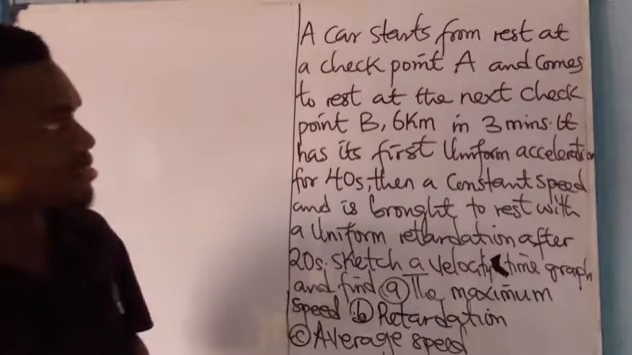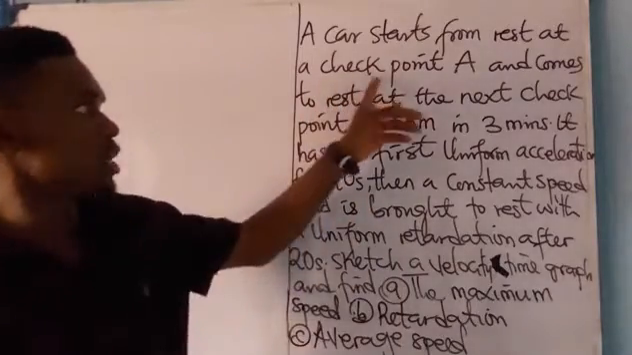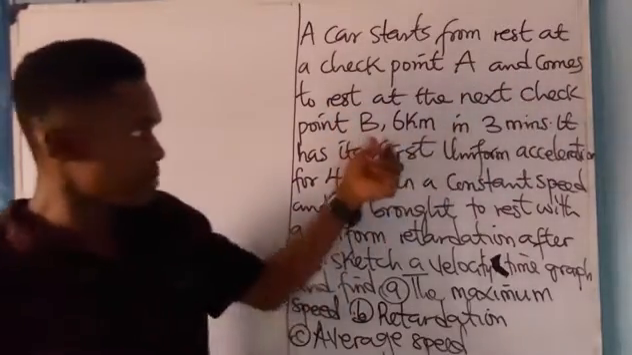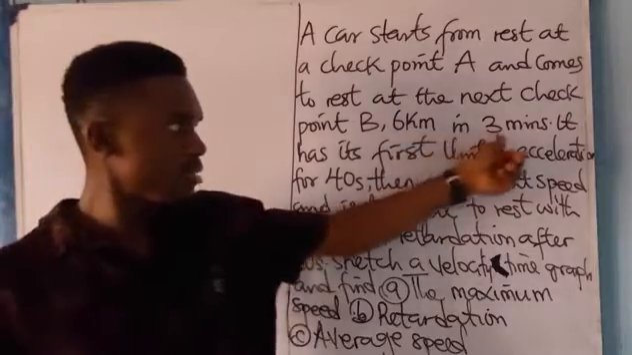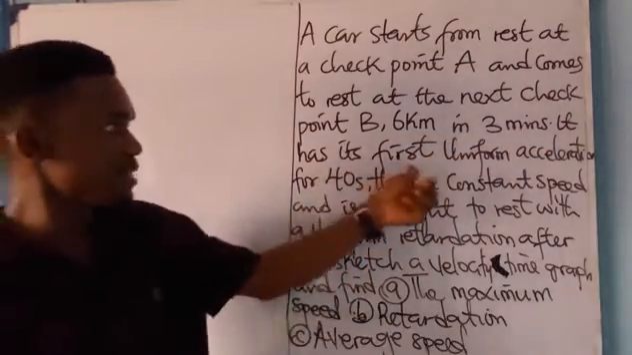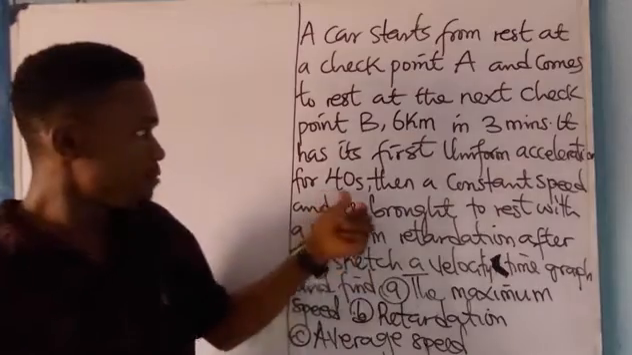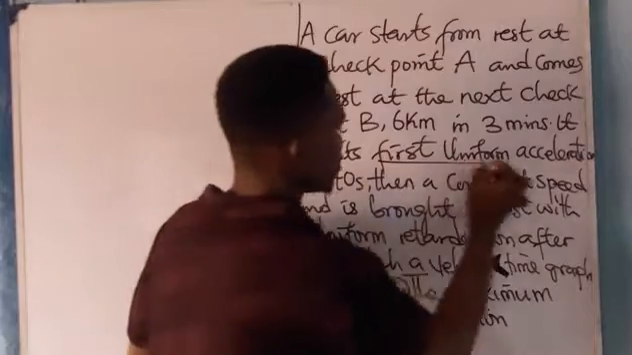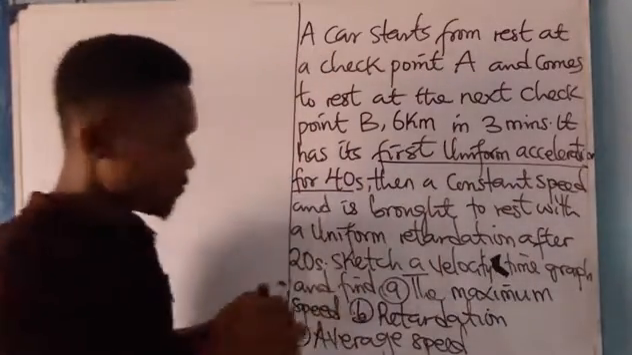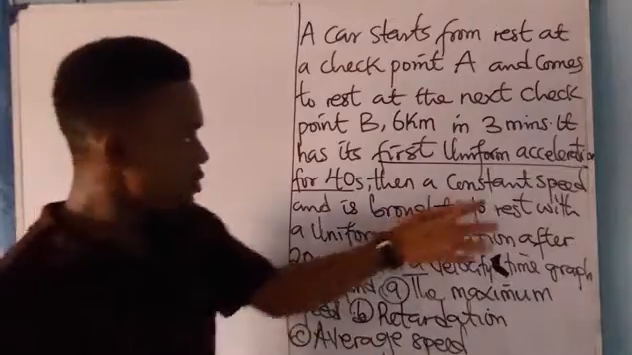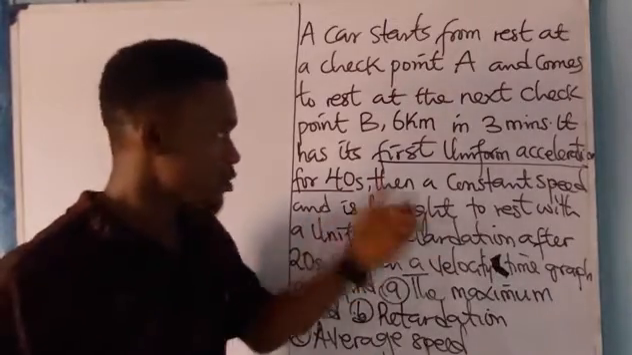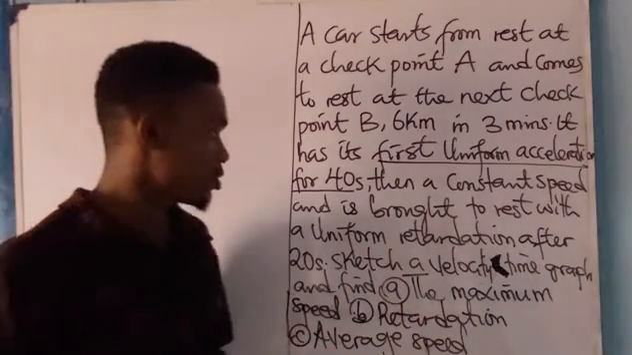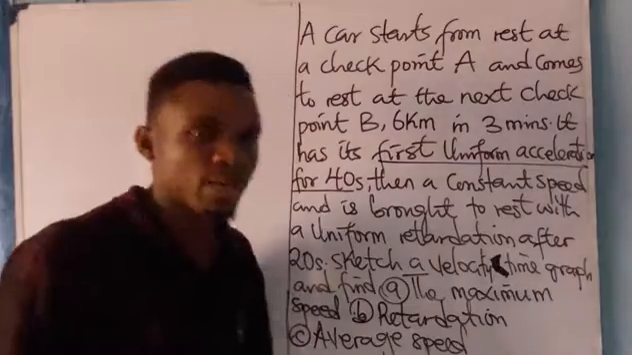The question says a car starts from rest at a checkpoint A and comes to rest at the next checkpoint B, 6 kilometers in 3 minutes. It has its first uniform acceleration for 40 seconds, then a constant speed, and is brought to rest with uniform retardation after 20 seconds. Sketch a velocity time graph.